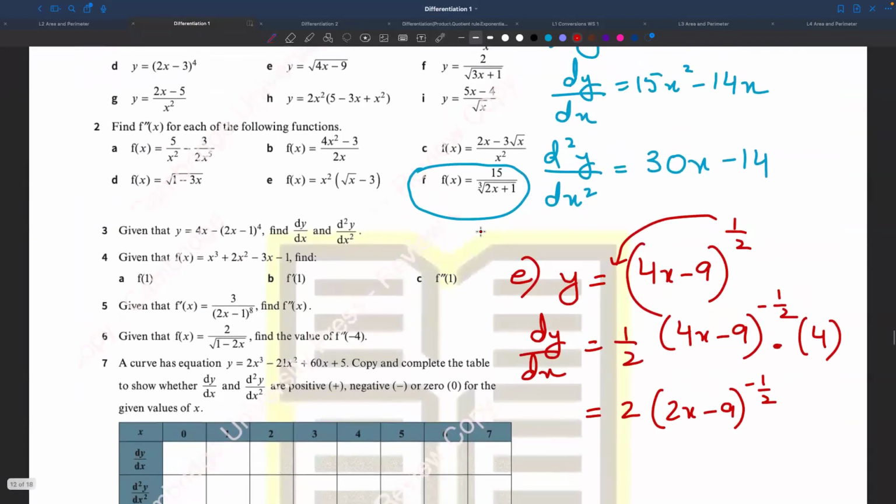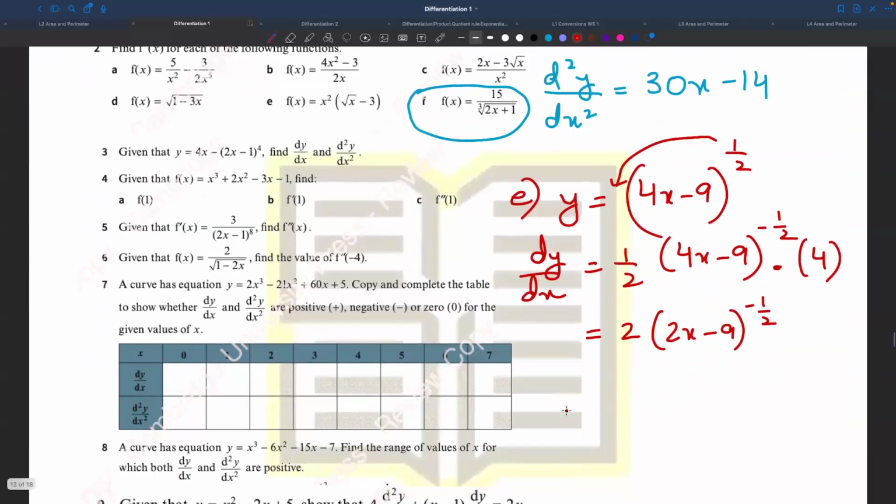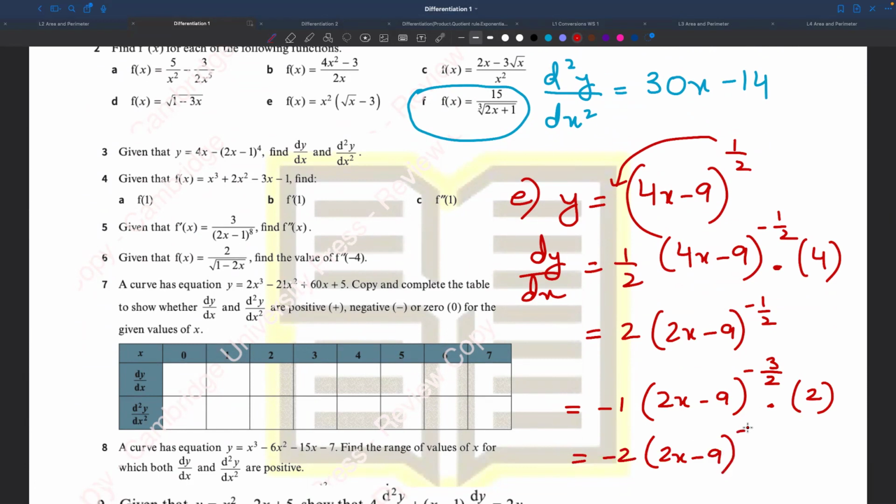Now to find the second derivative, I will differentiate this term again. So minus half into 2 will become minus 1. Minus half minus 1 is minus 3 upon 2. And then 2x minus 9 derivative is 2. So this will become 2 times minus 1 is minus 2. And that's the final answer. That's it.